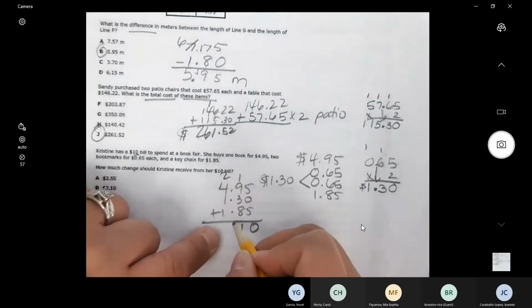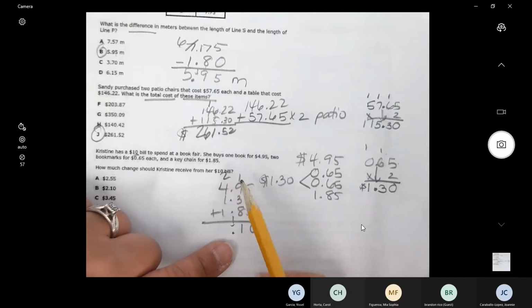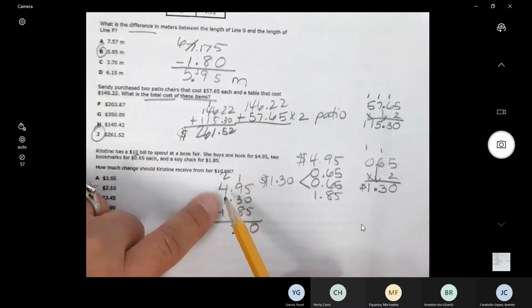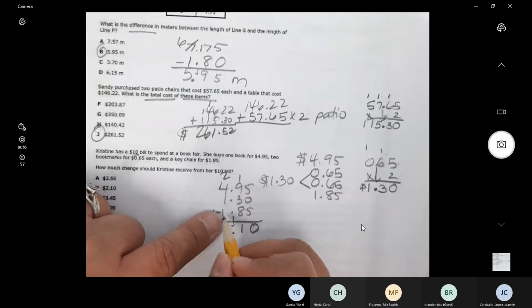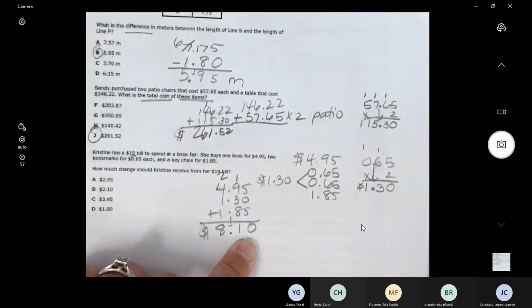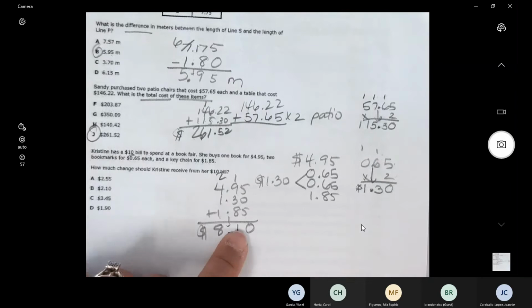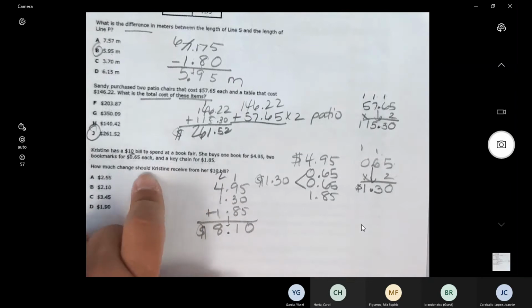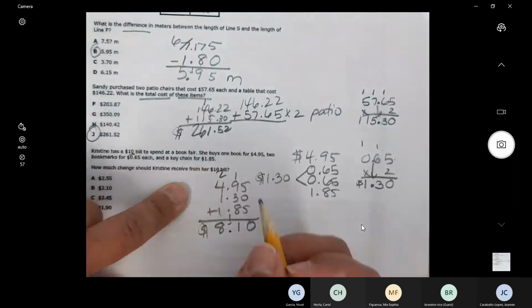21. Carry the 2. Bring down my decimal point. 2 plus 4 is 6, and 6 plus 1 is 7, and 7 plus 1 is 8. So I spent a total of $8.10, or Christine spent $8.10. Now, for me to know how much change from the $10 bill, what do I have to do?